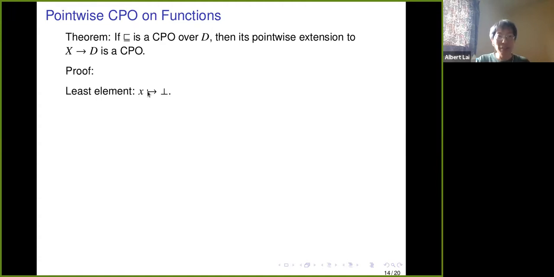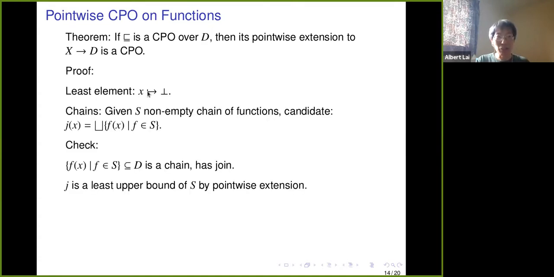But maybe I'll just tell you the gist. The smallest possible function in this function space is, of course, the very trivial function that says I map every input to the least element. But this D is a CPO, so it has some kind of bottom. So if you map every input from X to that bottom, you have really hit the rock bottom of all possible functions. So that one is taken care of.